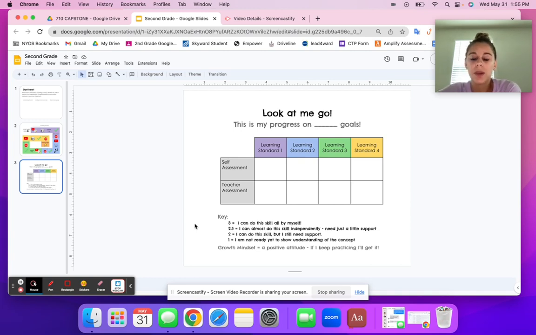It could even just be, for younger grades below second grade, a sticker once they complete it. Again, there's that autonomy piece for teachers to choose what works best for not only them, but their students as well.